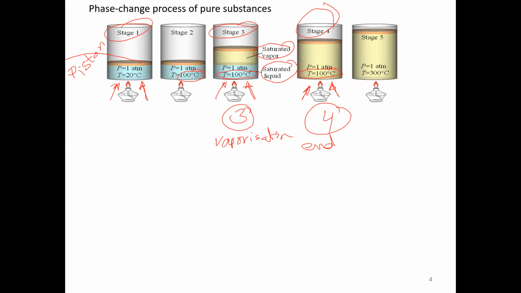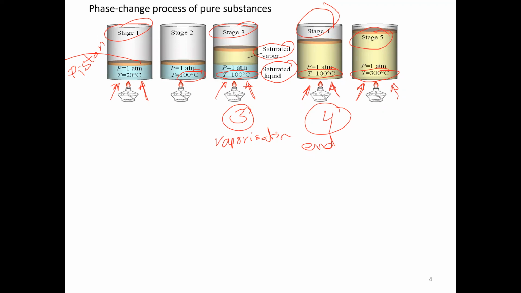After that, if we add any extra heat to the vapor, we move to stage 5, where we have superheated steam or superheated vapor. We call it superheated steam because it's no longer at boiling temperature. As you can see here, the temperature rises higher than 100, up to, let's say, 300 Celsius. So these are the stages from 1 to 5 that represent the phase change process of water.